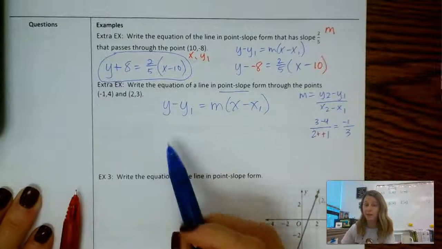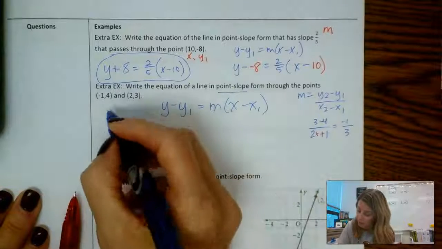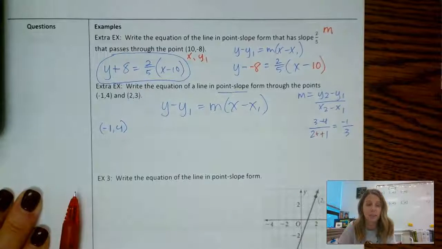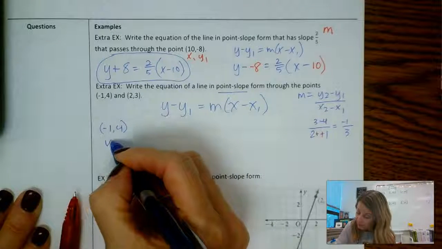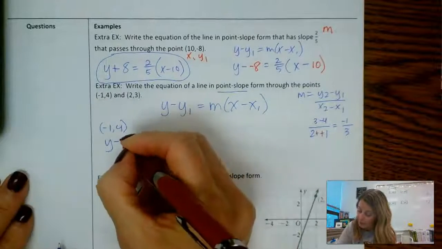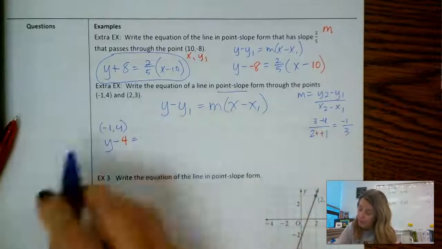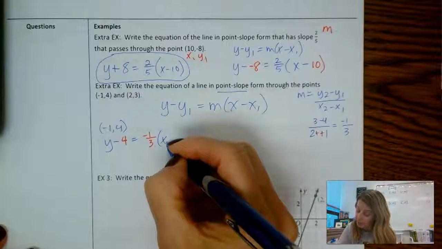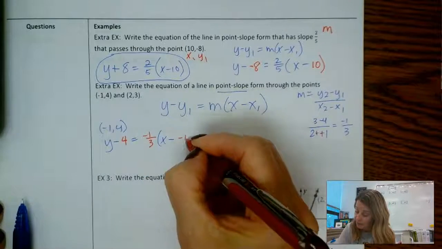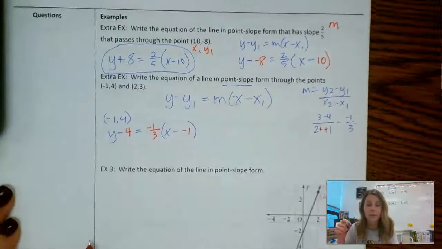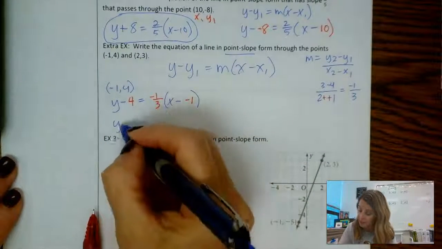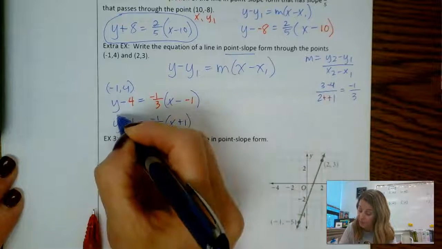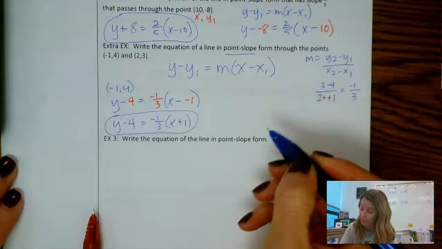And then I could have two potential answers. I'm going to write both down, though you only really need one. Let's say we plug in (-1, 4). I would have y minus, my y1 is 4, equals my m, which is negative 1/3, times x minus, and your x1 is negative 1. Then we simplify those double negatives: y minus 4 equals negative 1/3 times x plus 1. That is one correct acceptable answer.